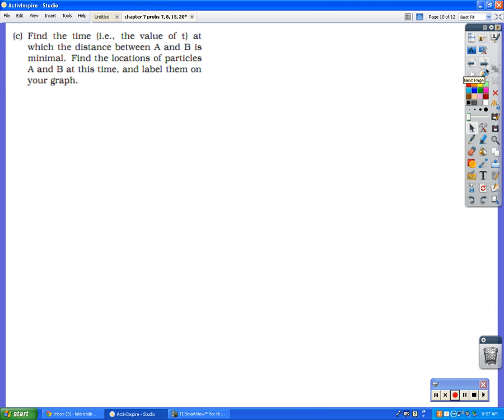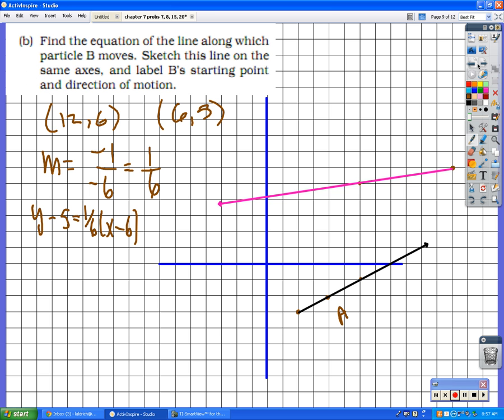All right, yeah, I was going to say, find the time at which the distance between A and B is minimal. Find the locations of particles A and B at this time and label them on your graph. Okay, so how would I find the distance between these two things? Pretty sure they intersect. Yeah, they would intersect somewhere up here. But particles will be different spots on the line. Wait, they wouldn't intersect. They don't intersect. Because this is t equals 0 right here. Yeah, you're right. And this is t equals 0 right there. Okay, so how do I find where the minimum distance is?